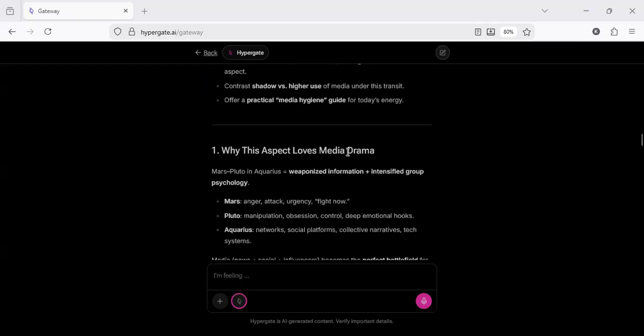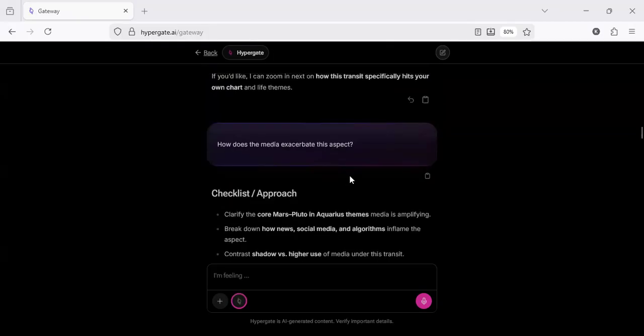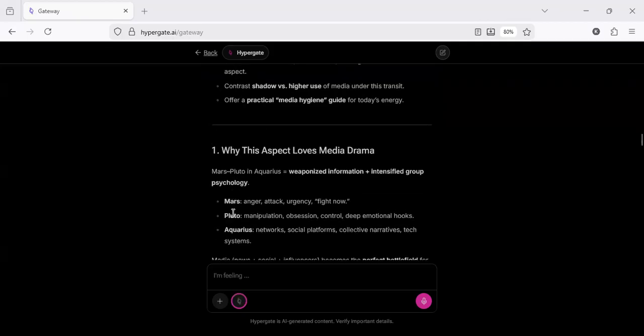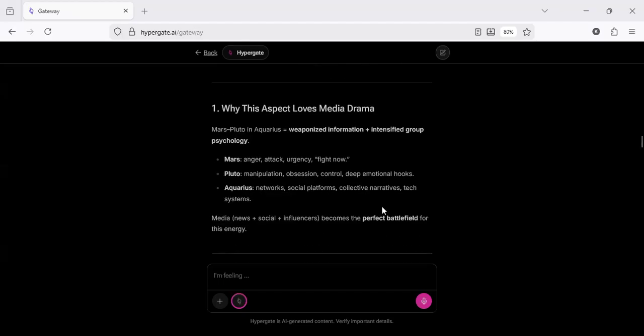Why this aspect loves media drama: Mars, Pluto, and Aquarius. Anyway, it's going to go into this weaponized information, Mars, Pluto, weaponized information. Oh, very good. Plus intensified group psychology. Mars: anger, attack, urgency, fight now. Pluto: manipulation, obsession, control, deep emotional hooks. Aquarius: networks, social platforms, collective narratives, tech systems. Just combine any of these words and we can see what's in the news right now.